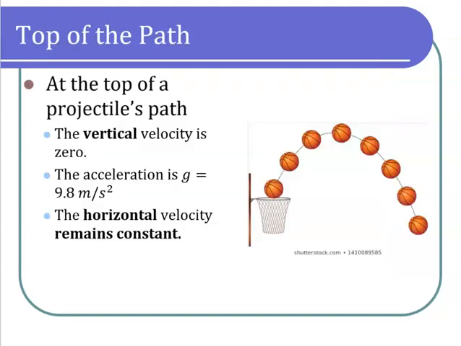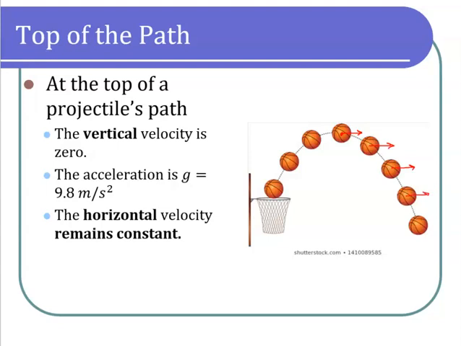So a couple of other things you need to know about this. At the top of a projectile's path, so right here, the vertical velocity is going to be 0. So this is just like when we throw the tennis ball straight up into the air. At the very top, it instantaneously comes to rest before it starts falling back downward. So vertically, the velocity is 0, but horizontally, the velocity is the same.